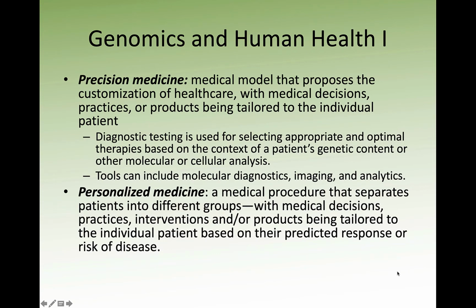So I think it's really important when we think about genomics in human health that we first start off and take into consideration the concepts of precision medicine and personalized medicine. These are terms that you'll often hear used in a modern medical environment and also in professional and popular literature. And they don't exactly mean the same thing. Precision medicine refers to a medical model that proposes the customization of healthcare, where decisions and practices and products are tailored to individual patients.